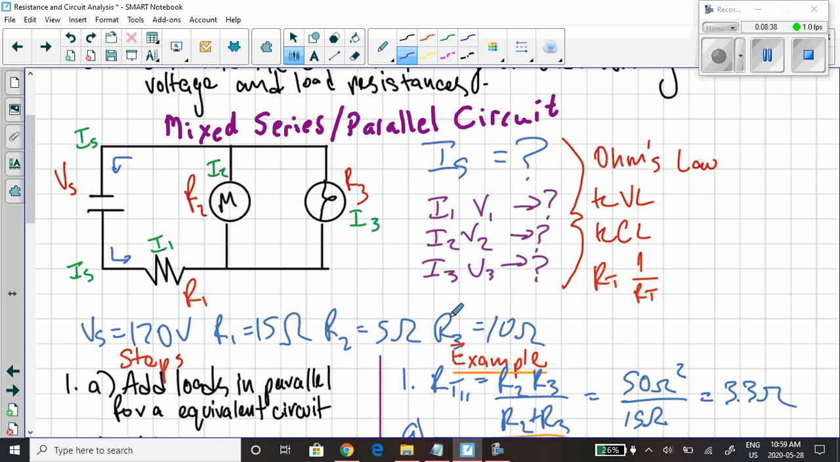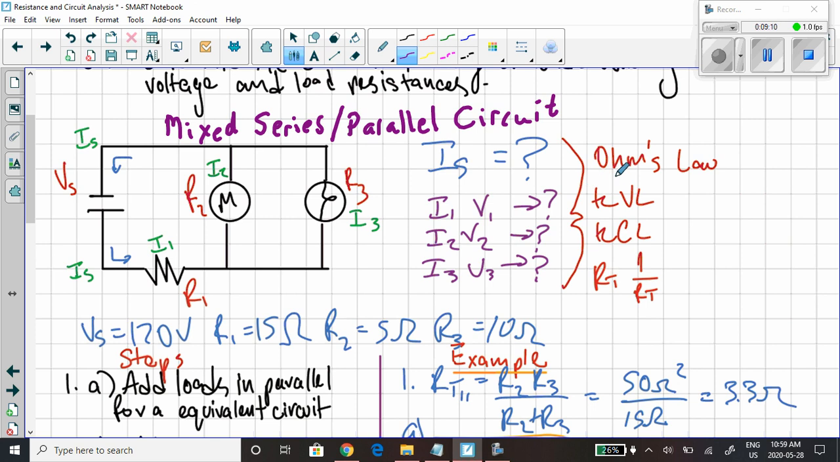Now remember our goal here. Our goal is to find the current that leaves through and goes back into the source. S is for source, right? The voltage source. What's the current there? And what's the current and voltage drop at the resistor? What's the current and voltage drop at the motor? What's the current and voltage drop at the light bulb? And how are we going to solve all this? Well, we're going to solve the question. We're going to solve our goal.